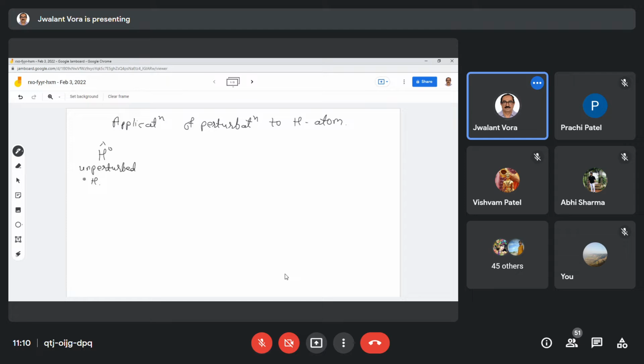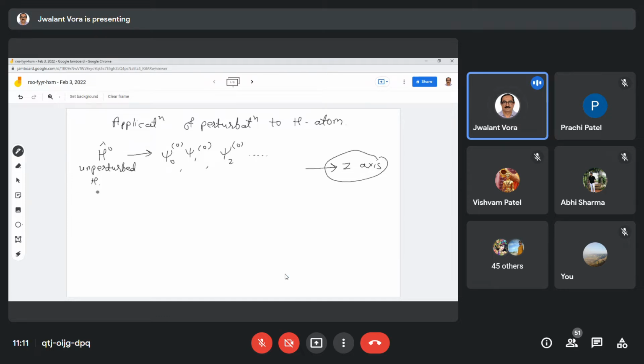Operator. Let H0 be the Hamiltonian operator for the hydrogen atom, and psi 0 for 0th order, psi 1 for 0th order, psi 2 for 0th order. These are the orthonormal functions. Electrical field is applied along the z-axis. You can omit all these parts.